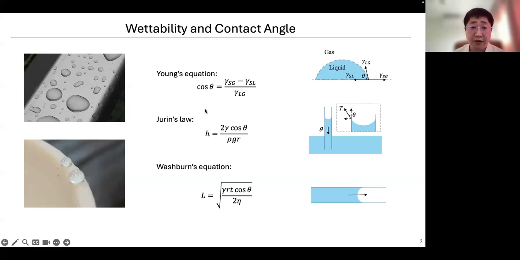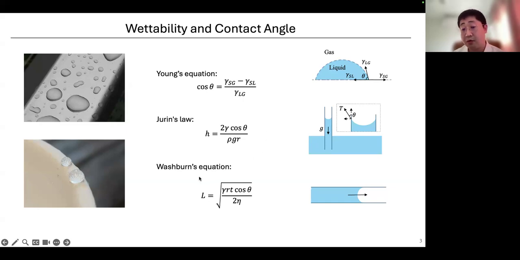Correspondingly, there are a few famous equations involving contact angles. For example, the contact angle of a fluid on a surface can be calculated by Young's equation, depending on the interfacial tensions of solid-gas, solid-liquid, and liquid-gas. Then we have Jurin's law, describing how much the liquid will rise up in a capillary tube by balancing gravity and interfacial tension.